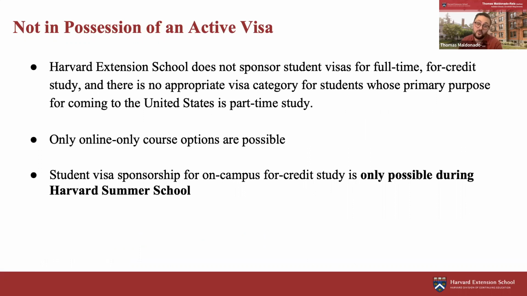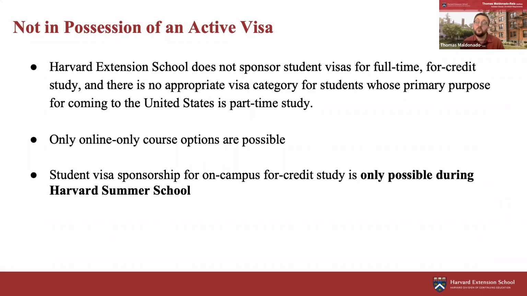And then there are those students who don't possess any active visa at all yet. And so the really important thing to know here is that Harvard Extension School, especially for the fall and for the spring, does not sponsor students to obtain a student visa for full-time 4-credit study. There is no appropriate visa category for students who are trying to come to the US for part-time study alone. And so there is no visa that we sponsor in the Harvard Extension School. Therefore, really the only course of study that is available to you are online-only course options, things that don't require you to physically enter the US in order to participate in the course.